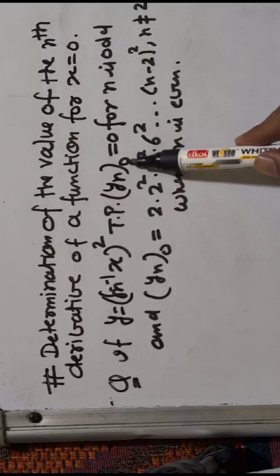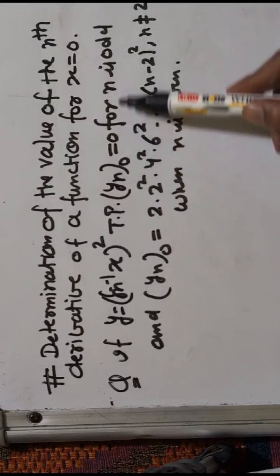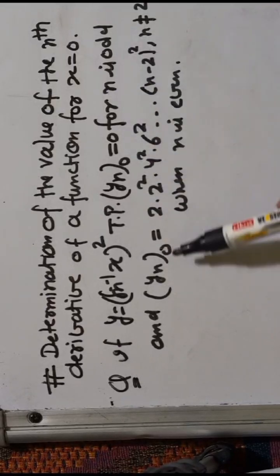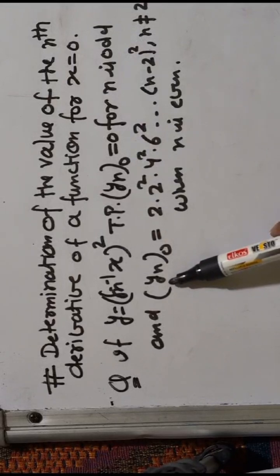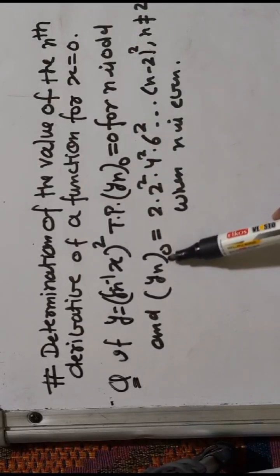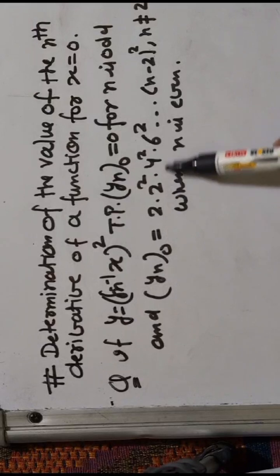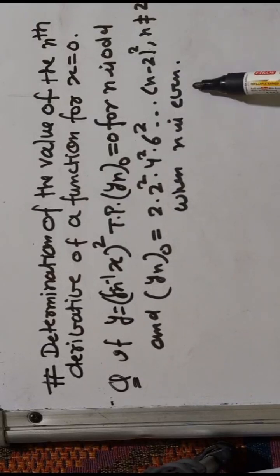We have to show yn(0) is equal to 0 when n is odd, and we can show yn(0) is equal to this expression when n is even.